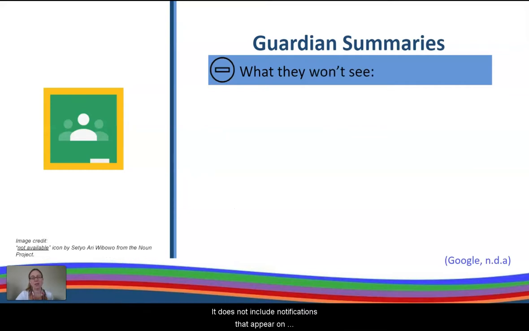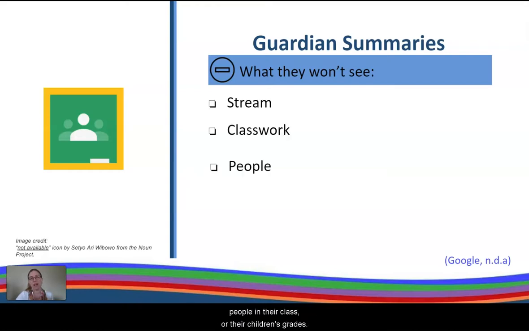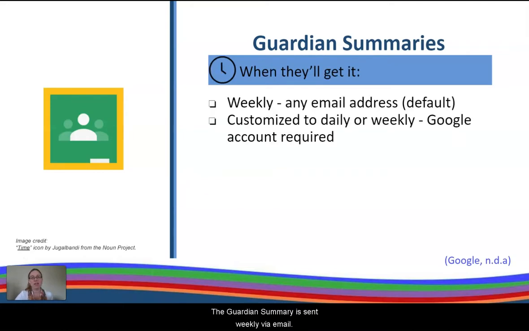It does not include notifications that appear on students' stream view, their children's actual classwork, people in their class, or their children's grades. The Guardian Summary is sent weekly via email. If the family members have a Google account, they have the option of receiving it daily instead. Information for all classes with this feature turned on is included in one concise email.